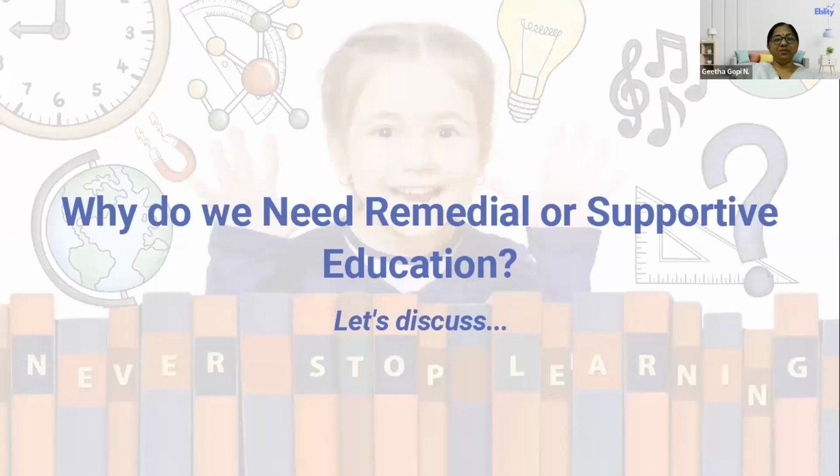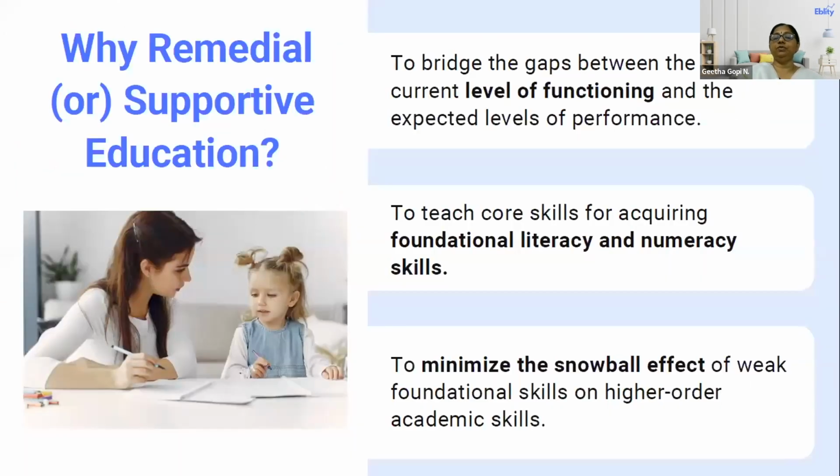Okay, I think they've kind of touched upon every aspect of it. So thank you to all the participants for such excellent coverage of why we need remedial or supportive education. As some of you have mentioned, yes, to bridge the gaps between the current level of functioning of the child and the expected level of performance according to grade level. So we know that children with special needs do have these gaps, and therefore those gaps need to be bridged so that they can perform as close as possible to grade level requirements.